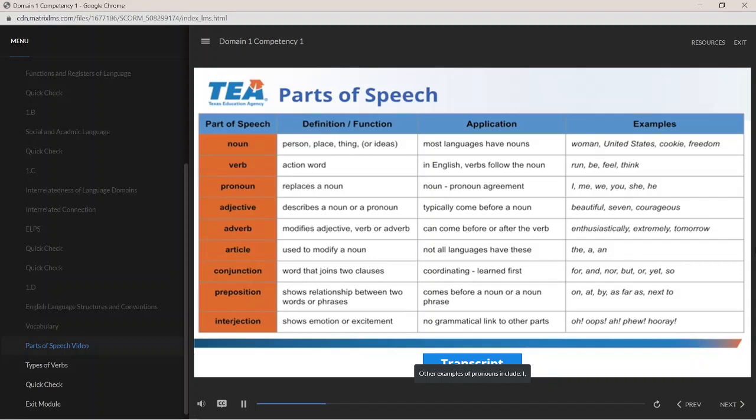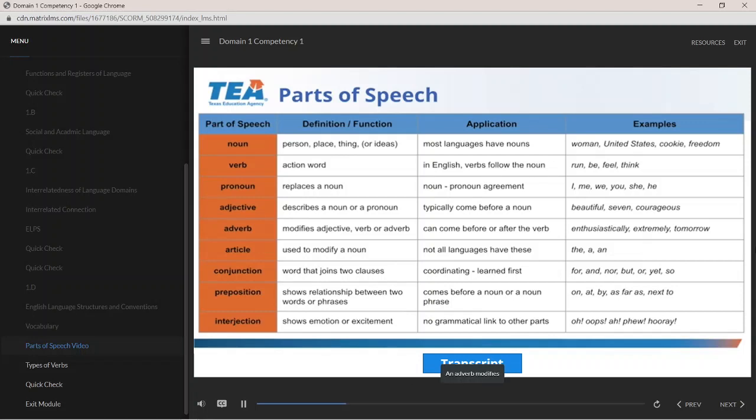Other examples of pronouns include I, me, we, you, she, and he. The different types of pronouns will also be explained in this video. An adjective describes a noun or a pronoun. They typically come before the noun. Examples of adjectives include beautiful, 7, courageous.